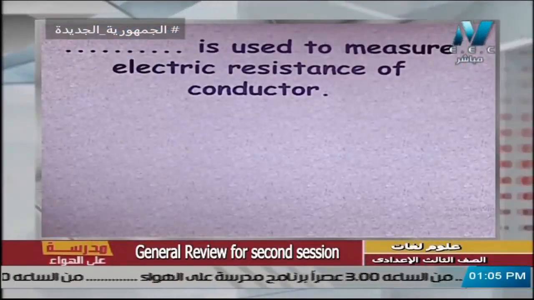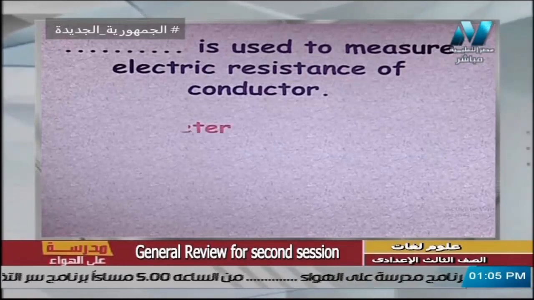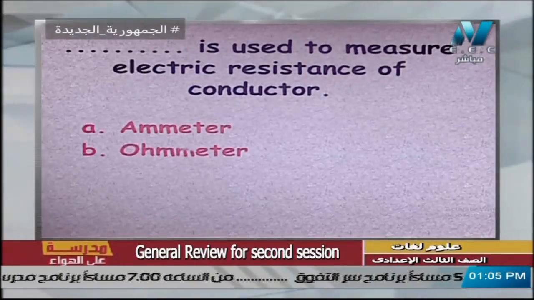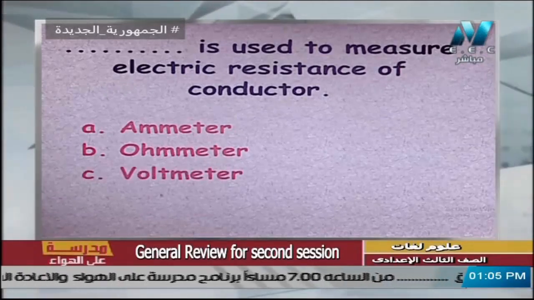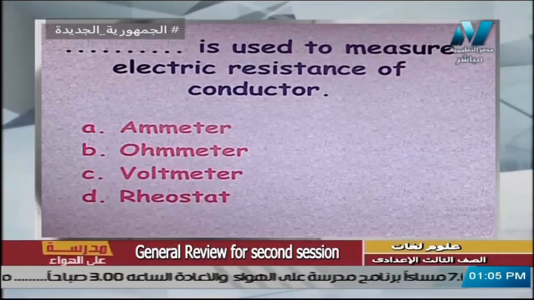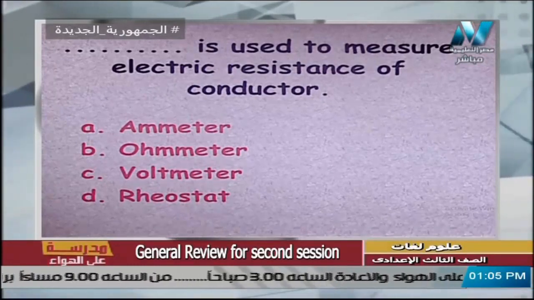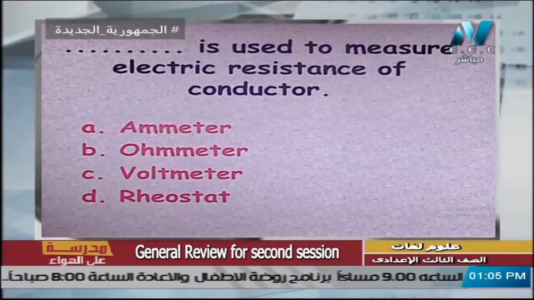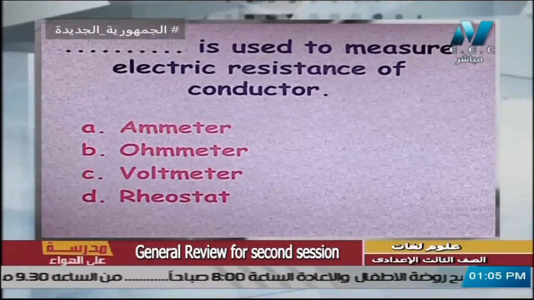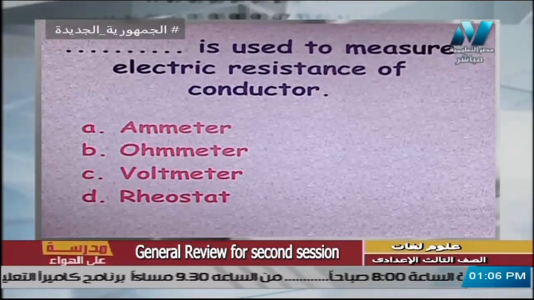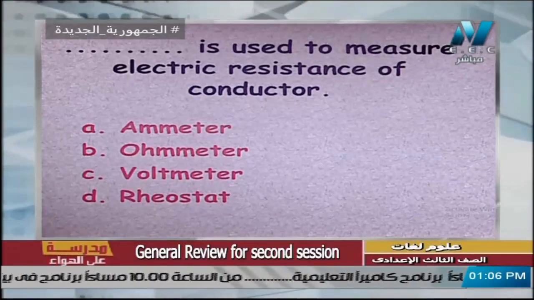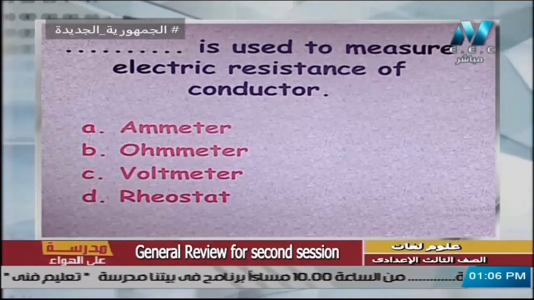Another question: choose the correct answer. Which is used to measure the electric resistance of a conductor? Ammeter, ohmmeter, voltmeter, rheostat. Sure, it will be the ohmmeter. Ohmmeter is used to measure the electric resistance of a conductor.